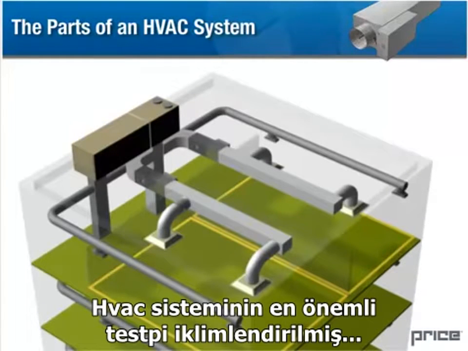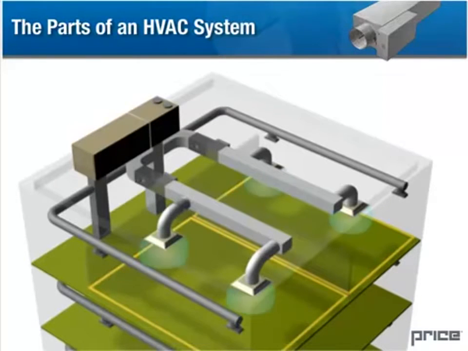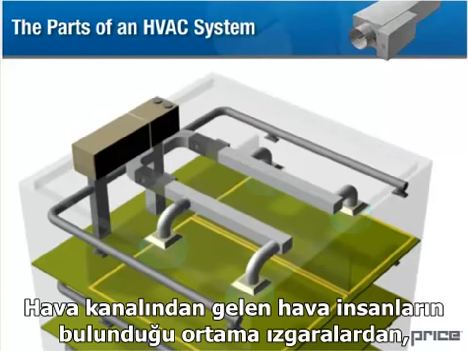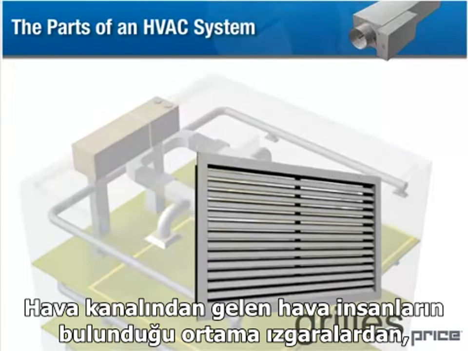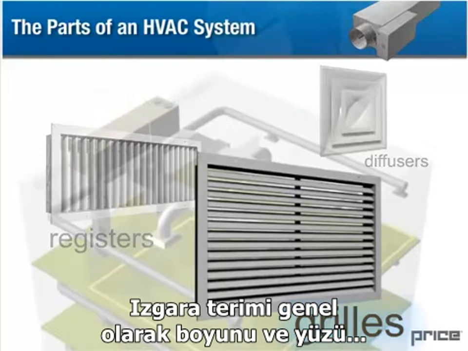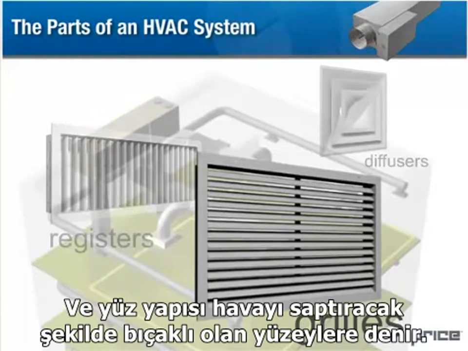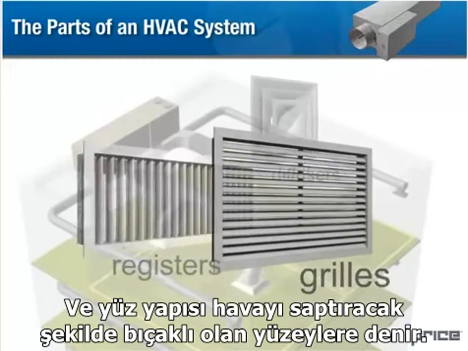Ultimately, the test of an HVAC system lies in its ability to deliver conditioned air to the occupant. Air from the ductwork enters the occupied space through grills, registers, or diffusers, often called GRDs. The term grill is commonly applied to any air outlet or intake that consists of a square or rectangular face and neck and whose facial appearance is made up of louvers, which may be used to deflect the air.